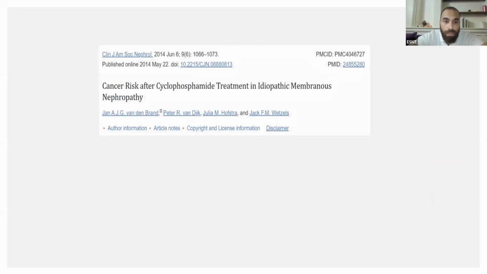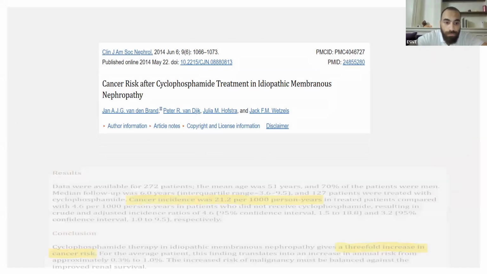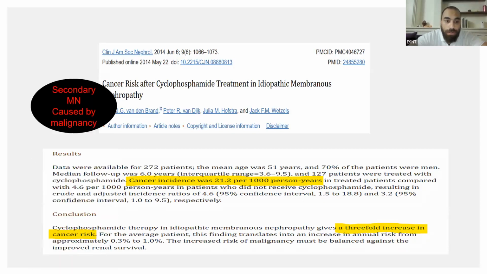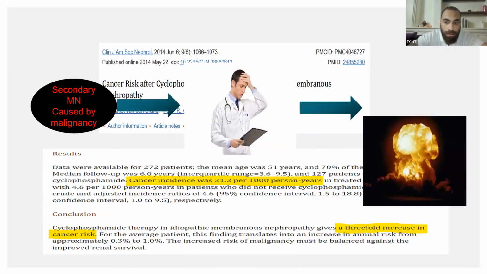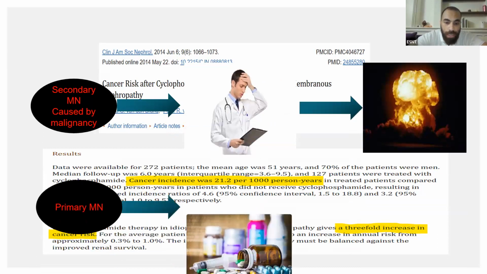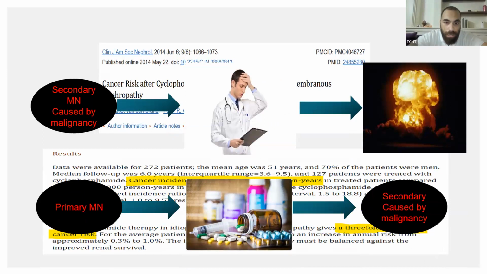And also we have another dilemma. There is a paper published in the American Society of Nephrology, which clearly mentioned cancer risk after cyclophosphamide treatment of idiopathic membranous nephropathy. So we can imagine here it's a threefold increase of cancer risk after starting cyclophosphamide in treatment of idiopathic membranous nephropathy. So imagine we have a patient with secondary membranous who was misdiagnosed as primary membranous and treated with cyclophosphamide, which already increases the risk of malignancy. And we have another scenario, another primary patient who is treated with medications that increase the risk of malignancy and converts to a secondary membranous related to malignancy.